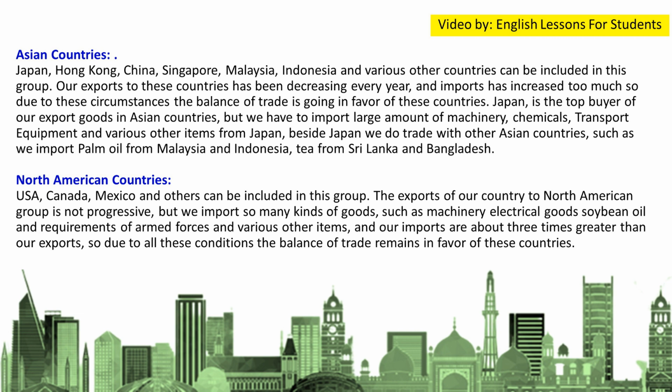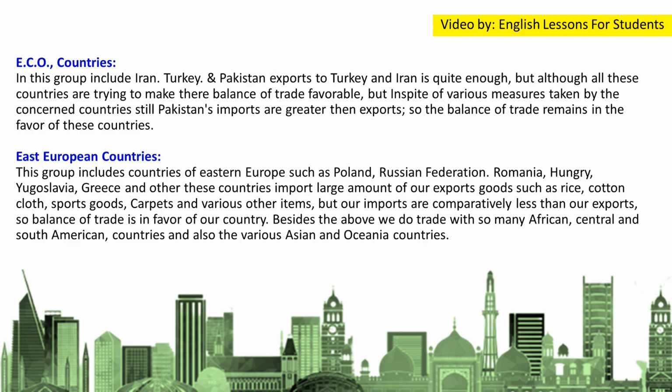North American countries. USA, Canada, Mexico and others can be included in this group. The exports of our country to the North American group are not progressive. But we import so many kinds of goods, such as machinery, electrical goods, soybean oil, and requirements of armed forces and various other items. And our imports are about 3 times greater than our exports. So due to all these conditions, the balance of trade remains in favor of these countries.